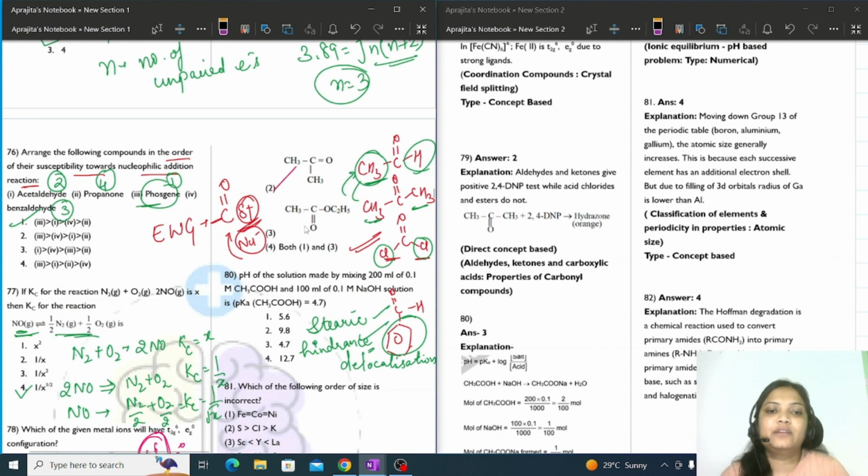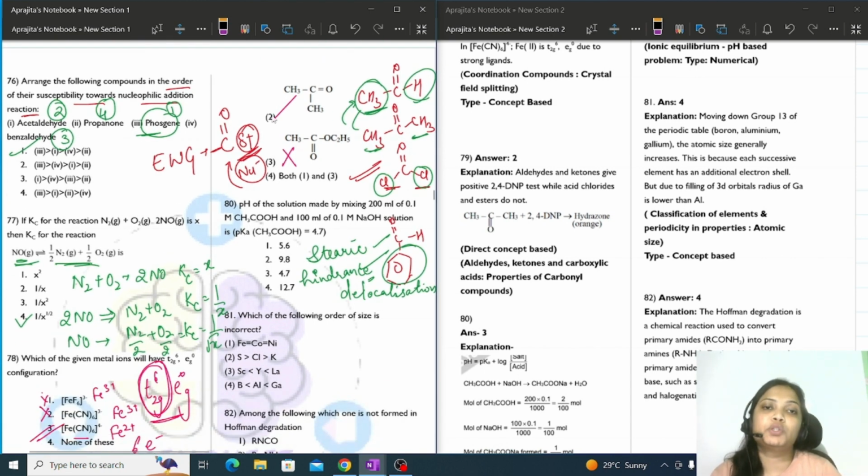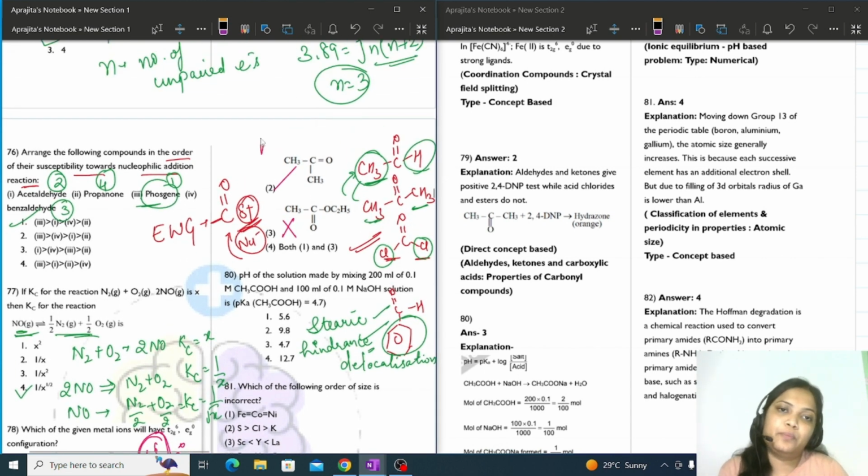Ketone will give it, the second one. Here, ester also does not give it. So acid chloride and esters will not give this test, which means the answer is option 2. Only propanone will give it.